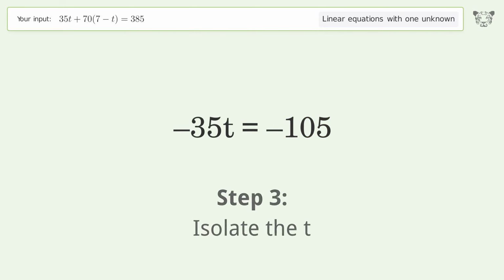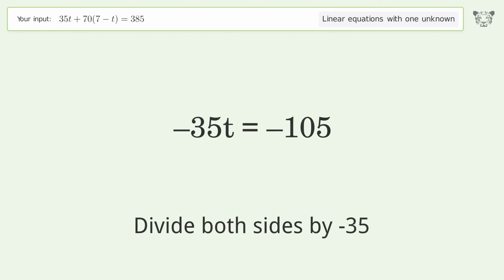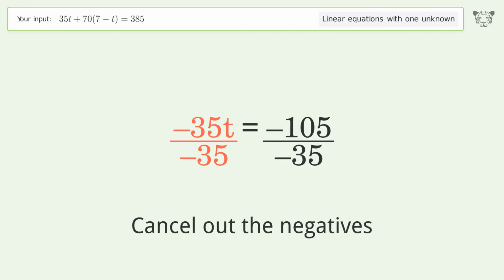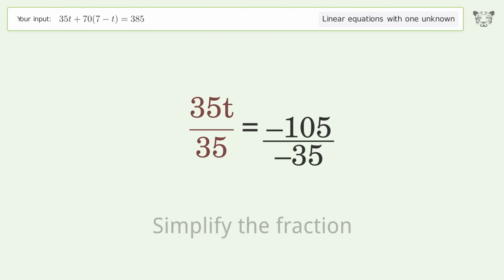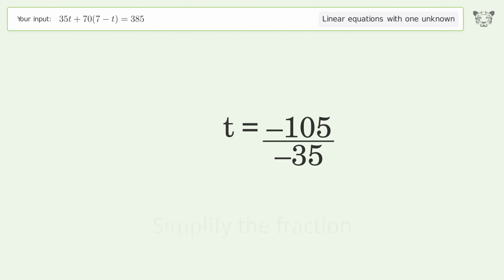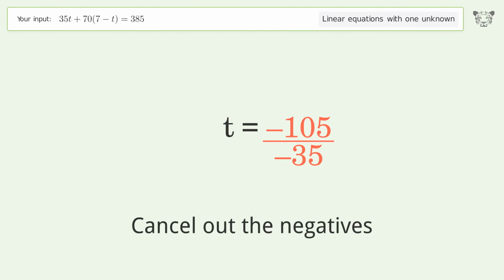Isolate the t. Divide both sides by -35. Cancel out the negatives. Simplify the fraction. Cancel out the negatives.